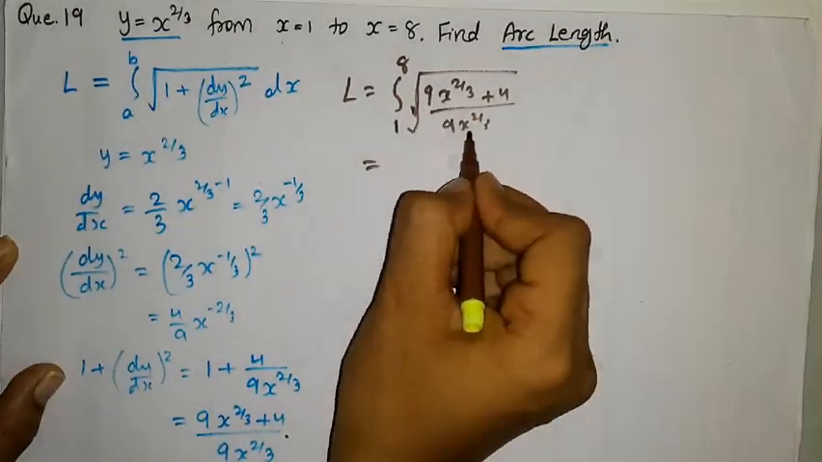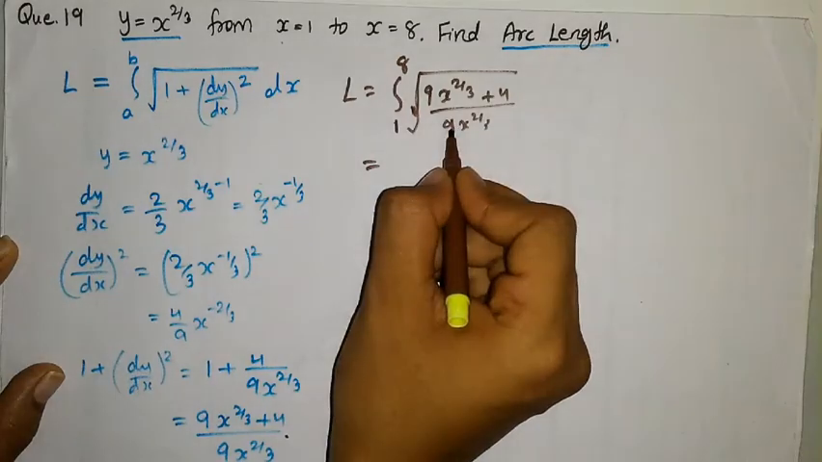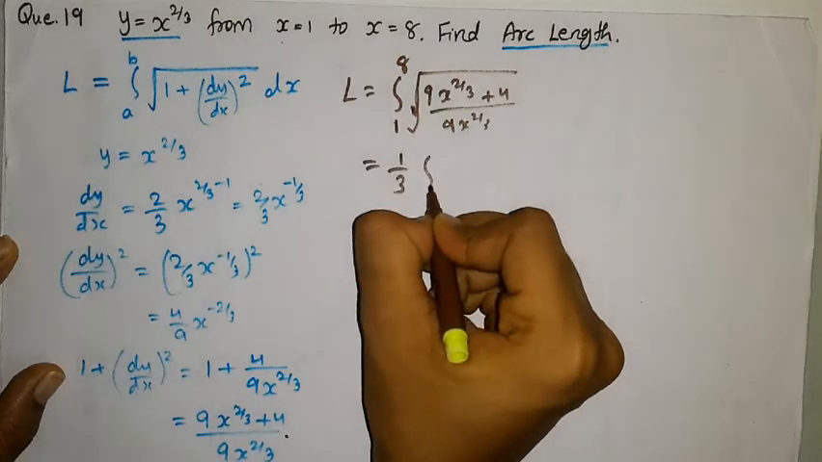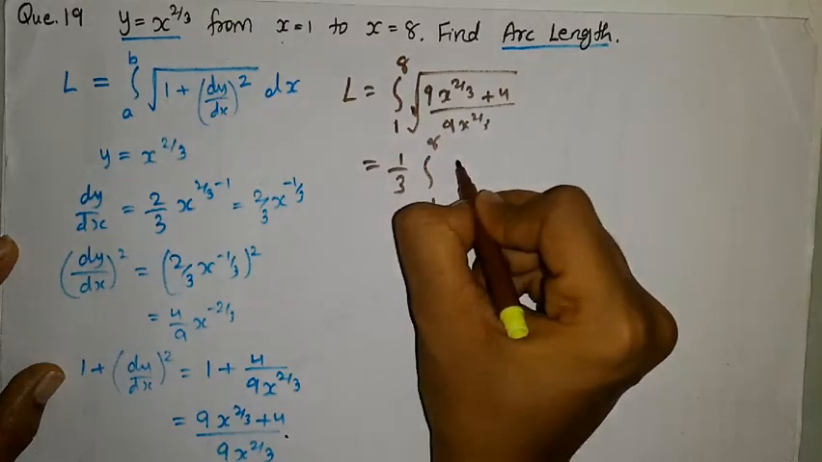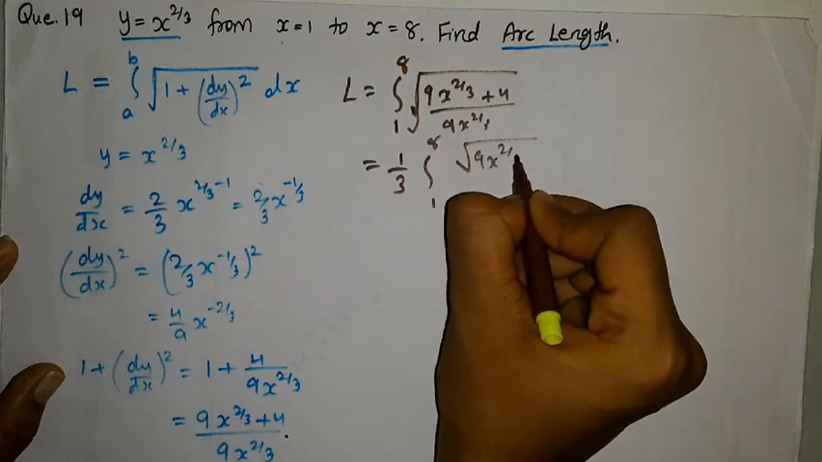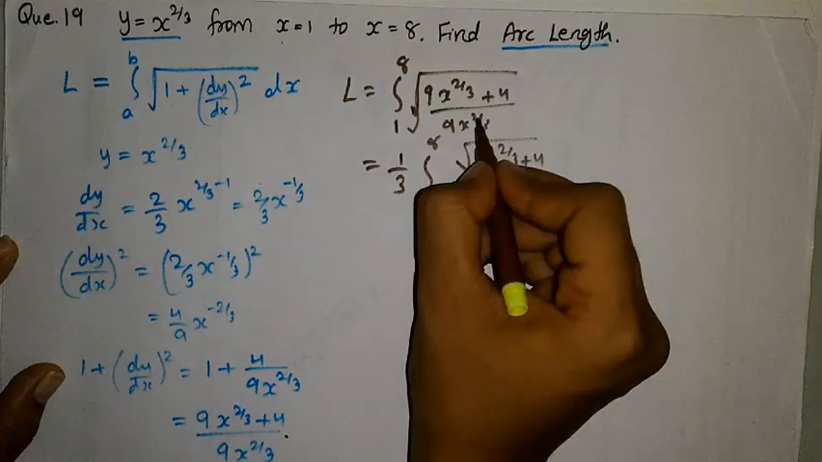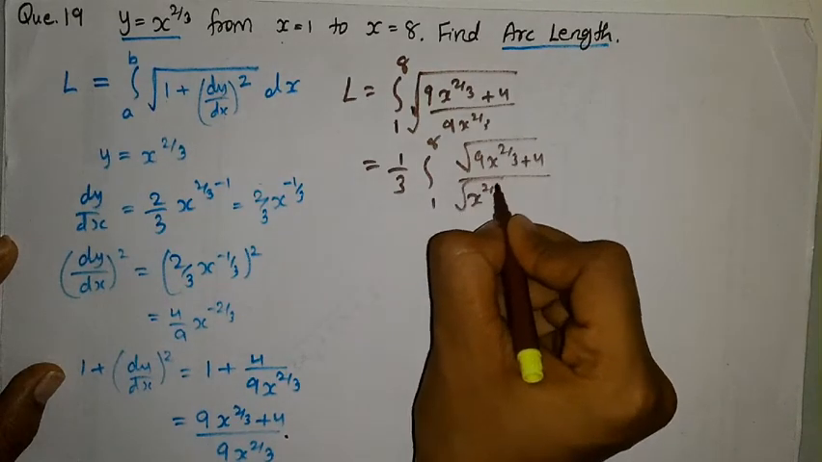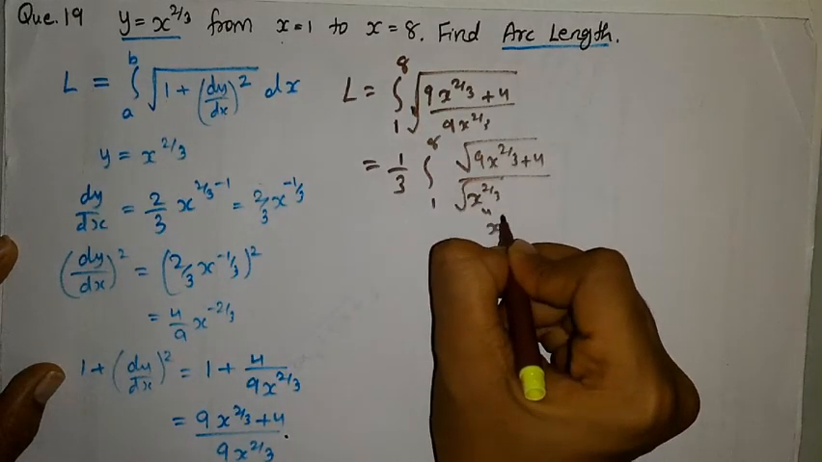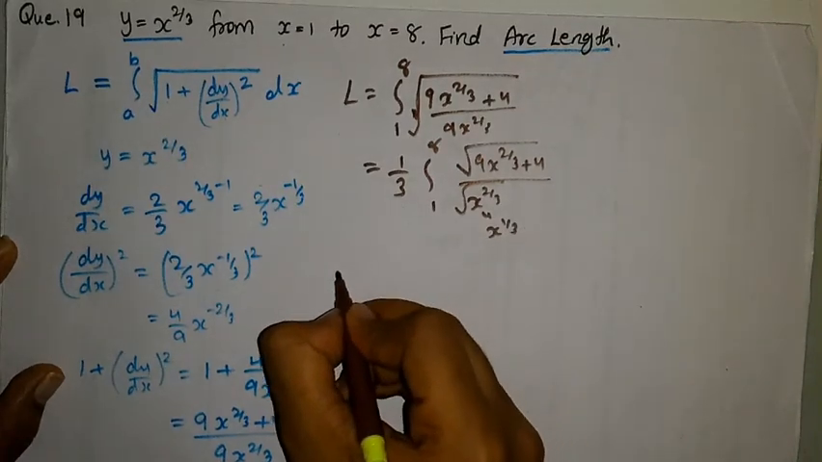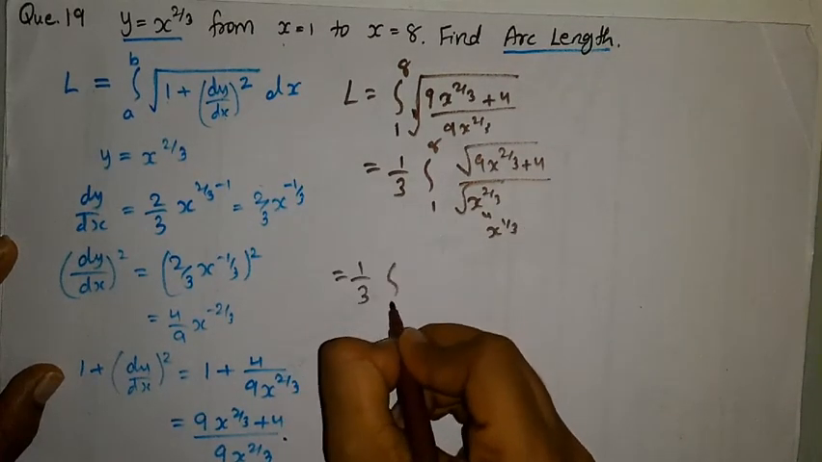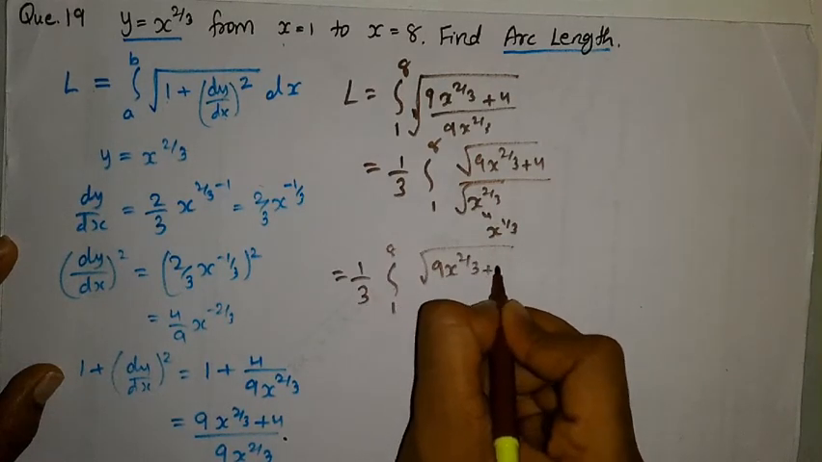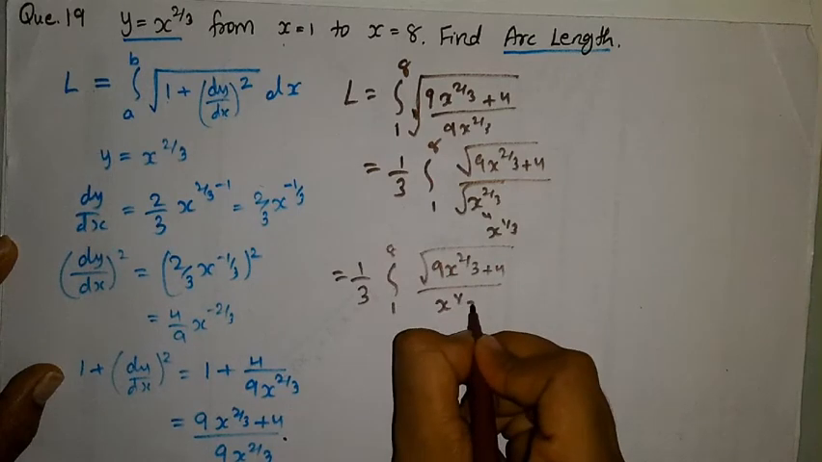So that is equal to, we can take 3 common, this 3 outside. So 1 by 3 integration from 1 to 8 under root of 9x raised to 2 by 3 plus 4 upon, now what will be this term, x raised to 2 by 3 and its root. So this will be x raised to 1 by 3. So we got 1 by 3 integration from 1 to 8 under root of 9x raised to 2 by 3 plus 4 upon x raised to 1 by 3.